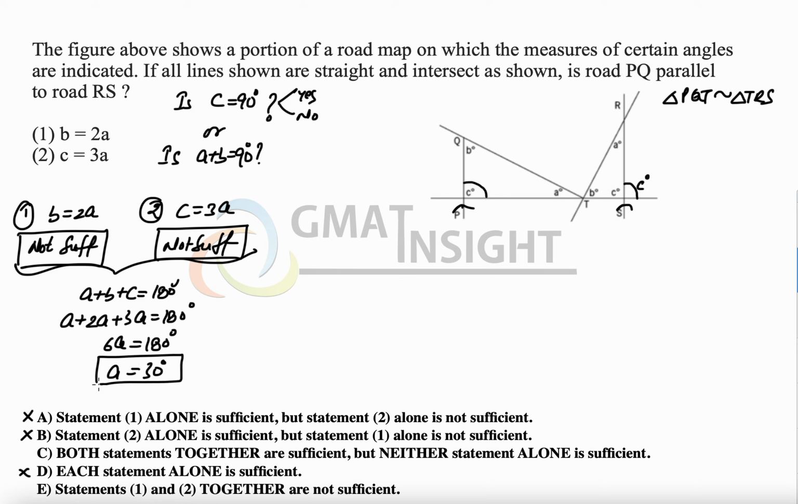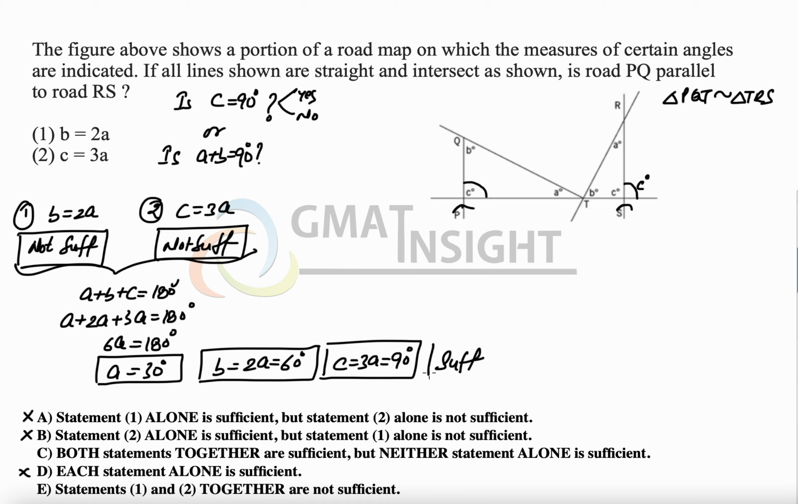Now that we know A is equal to 30, we can see that B, which is equal to 2A, will be equal to 2 times 30, that is 60 degrees. And C, which is equal to 3A, will be equal to 3 times 30, that means 90 degrees. Now what we wanted to find out, we have been able to obtain after combining the two statements. Therefore, the two statements together are sufficient and the answer to the question becomes option C.